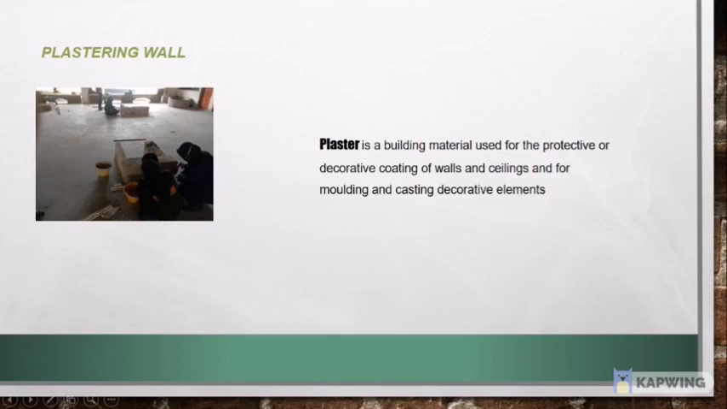Now we are at the end of the process, plastering. The final process for this laboratory is plastering. As we know, plastering is a finish at the end of a project or construction. What is plastering? Plaster is a building material used for the protective or decorative coating of walls and ceilings, and for modeling and casting decorative elements. In this lab, we use mortar to do the plastering.